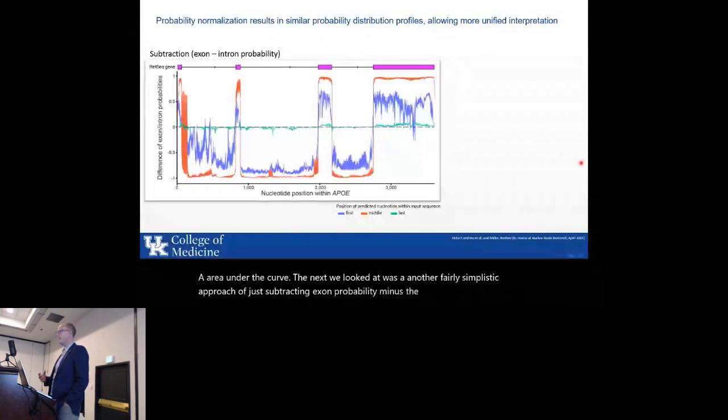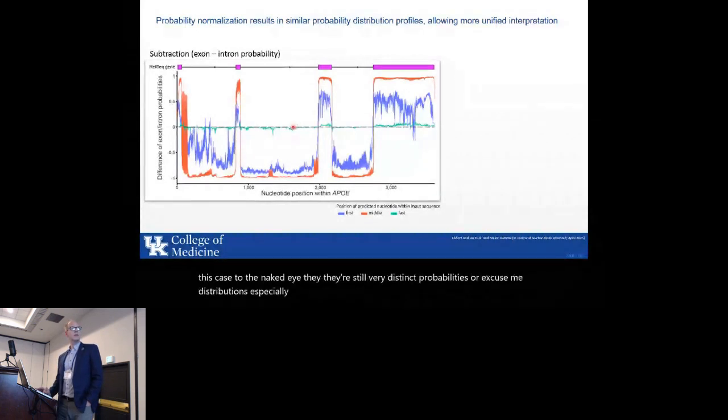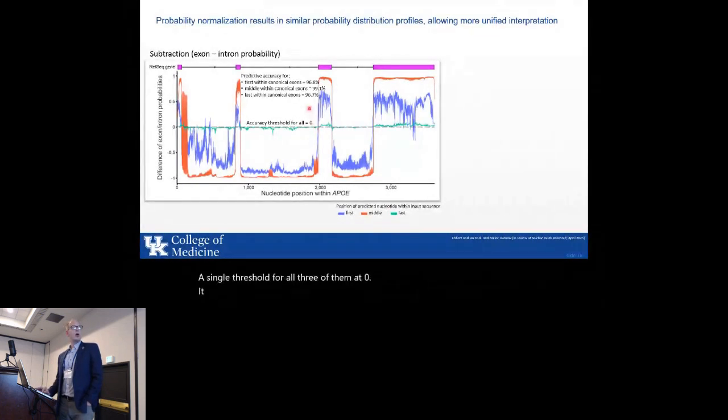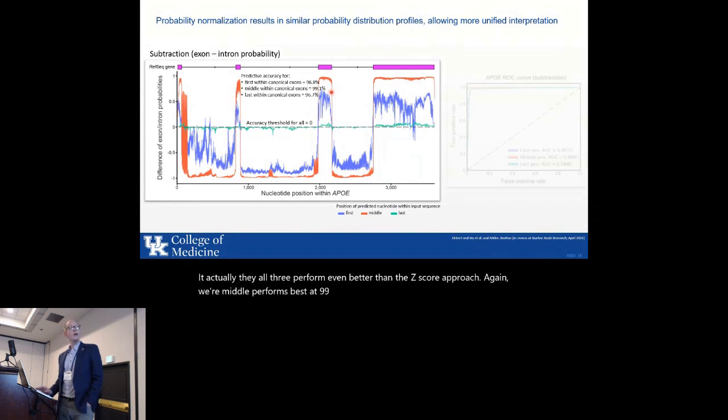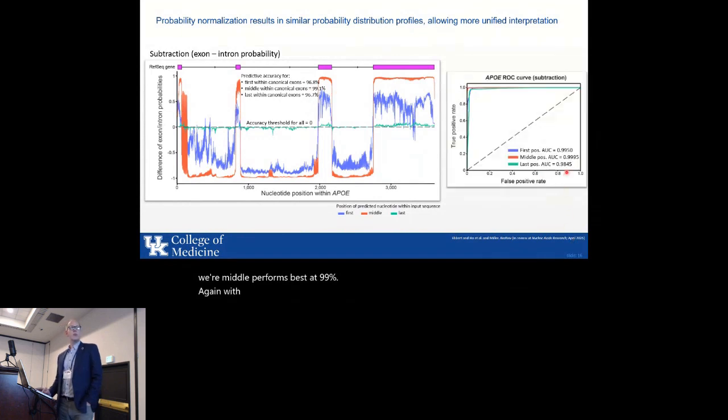The next approach we looked at was another fairly simplistic one: just subtracting the intron probability from the exon probability. And in this case, to the naked eye, there are still very distinct distributions, especially when you look at the last position. It looks very compressed. It doesn't look that great. But again, if we set a single threshold for all three of them at 0, they all three perform even better than the z-score approach. Again, middle performs best at 99%. Again, with the AUCs, they all perform quite well, with middle performing best.